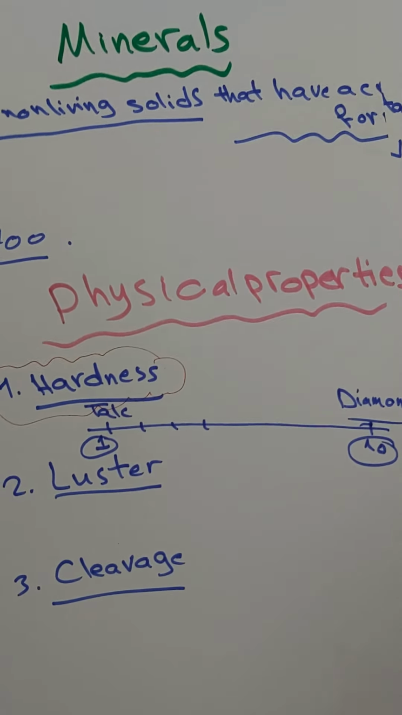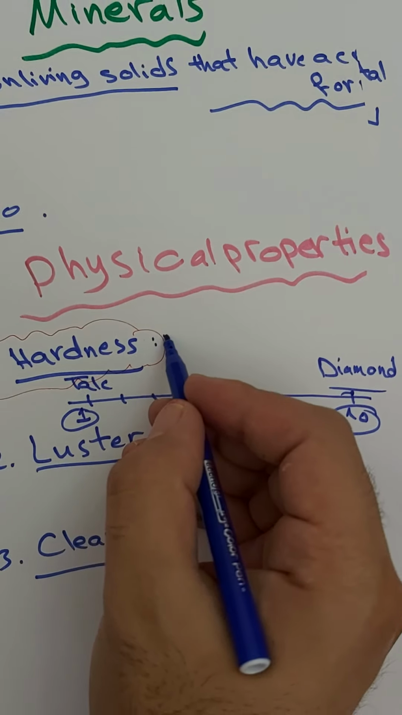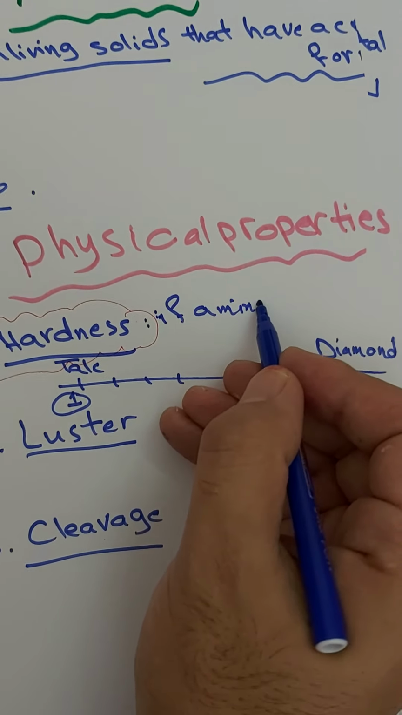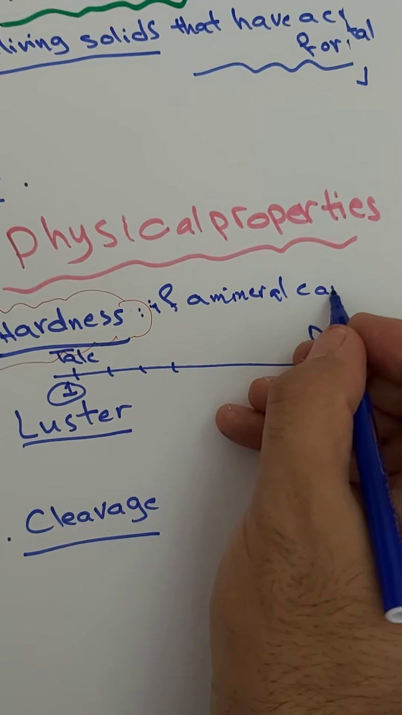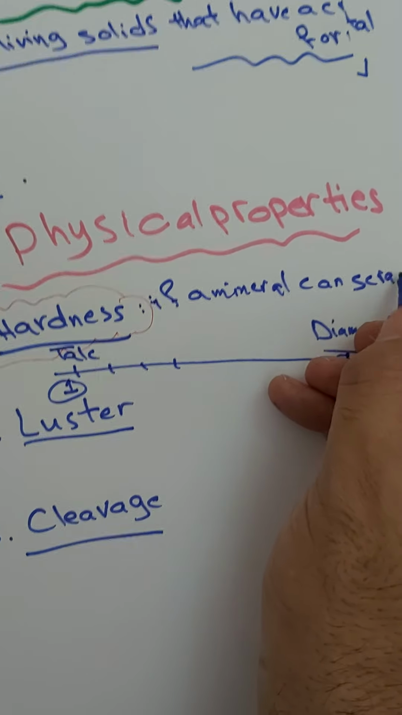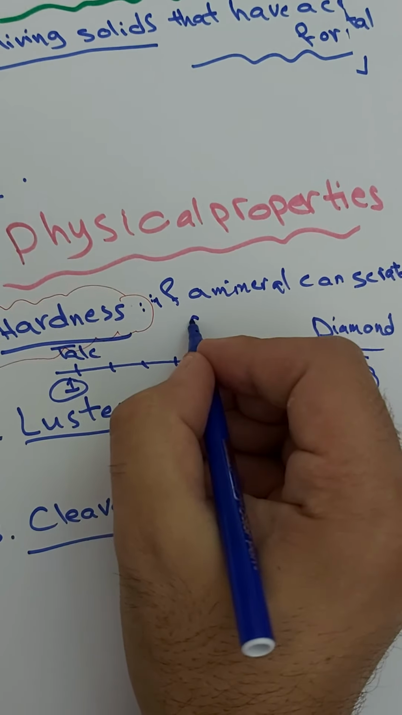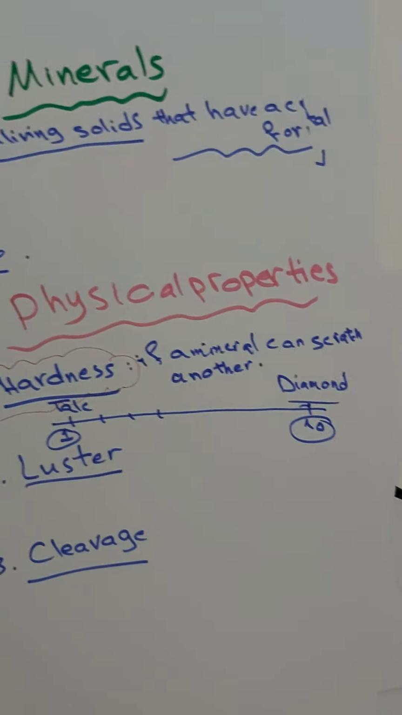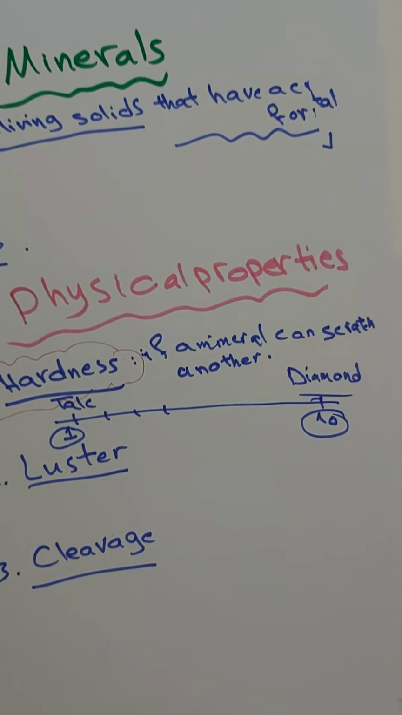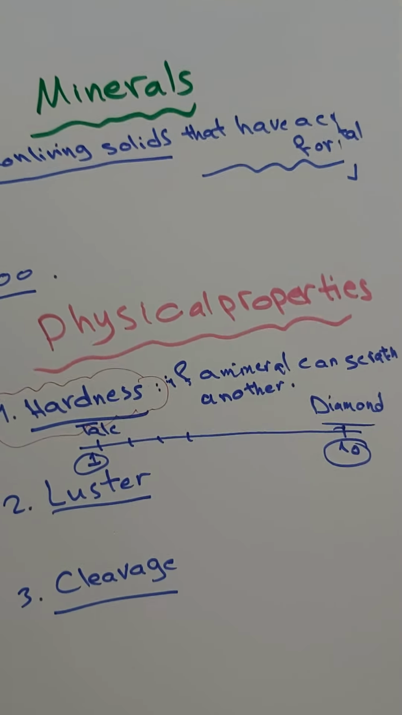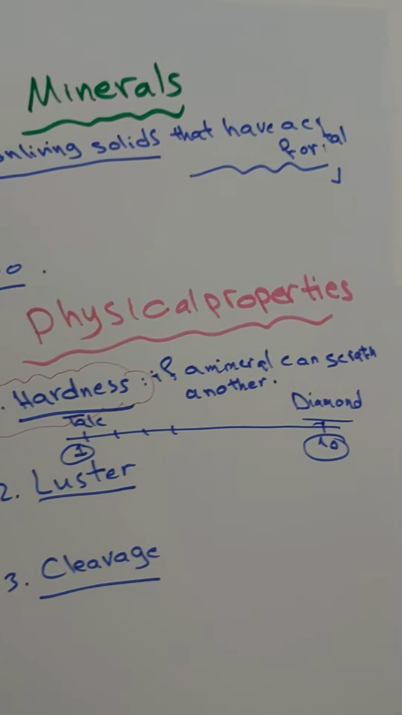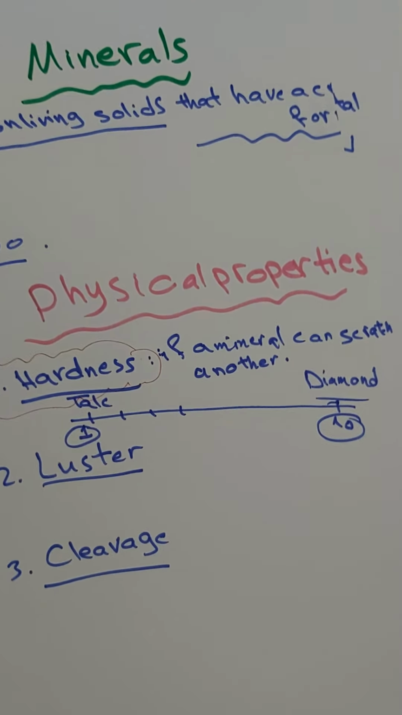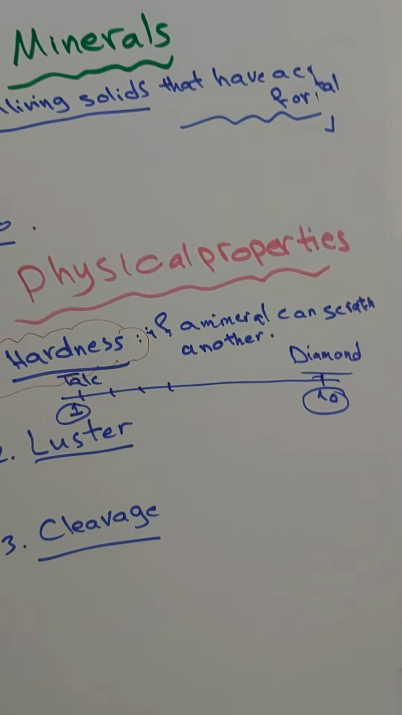So hardness means if a mineral can scratch another mineral. Okay? So, if the mineral can scratch another mineral, we say this one is harder than the other. So, the hardness of this mineral is greater than the hardness of the other one. Okay? So, this is the meaning of hardness.